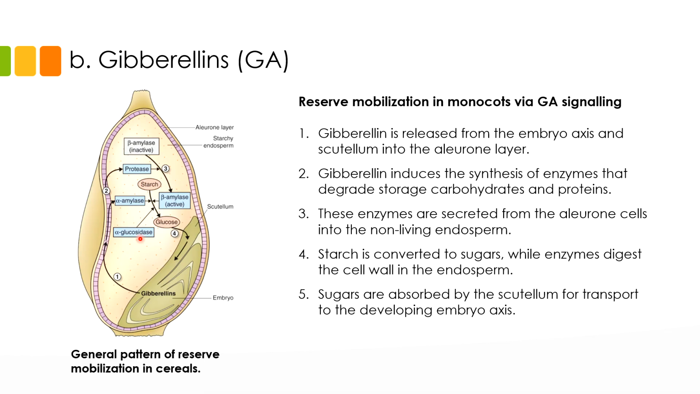Once released into the endosperm, the enzymes degrade starch into sugars, which are then absorbed by the scutellum and then transported back to the developing embryo axis.